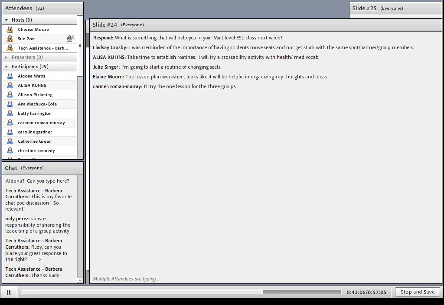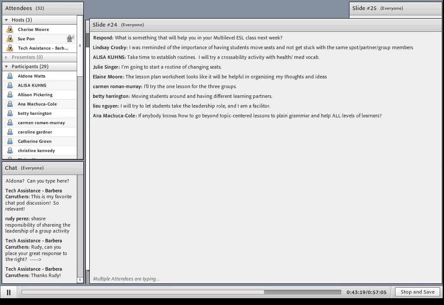Lindsay is reminded of students moving around and having different partner groups. Alyssa, establishing routines. That will make life a lot easier, establishing routines. And crossability activities. Julie also will start routines of changing seats.